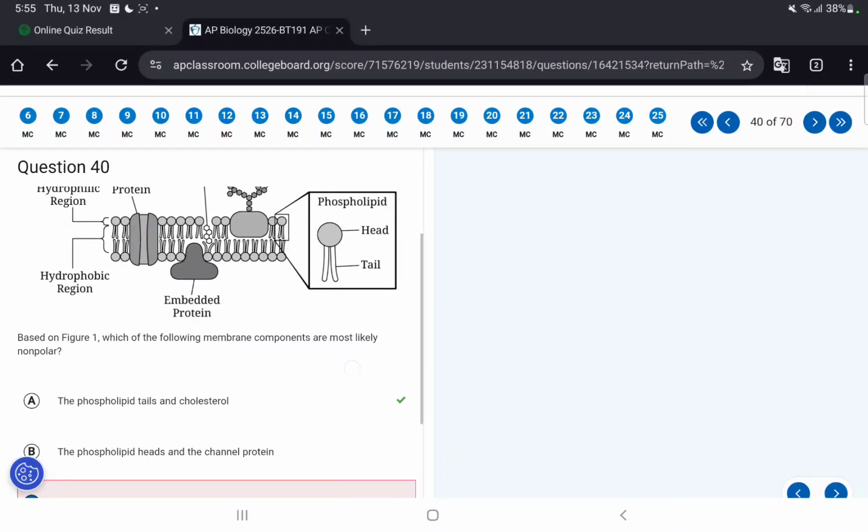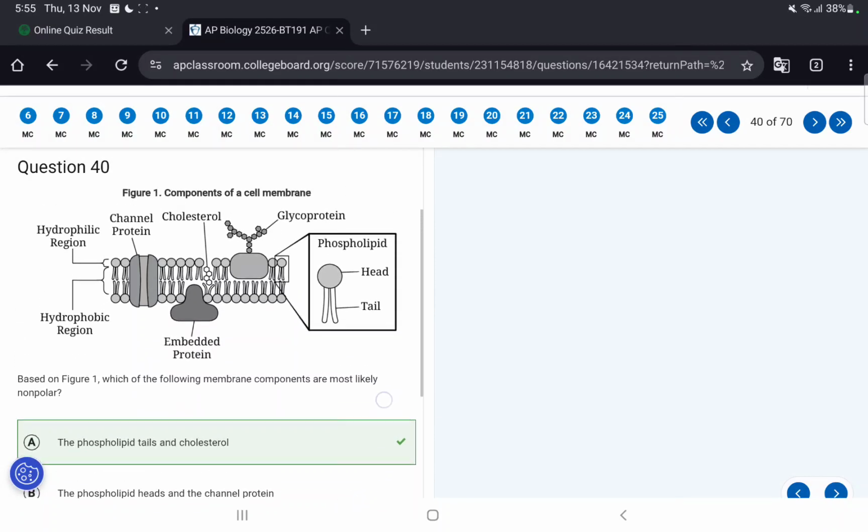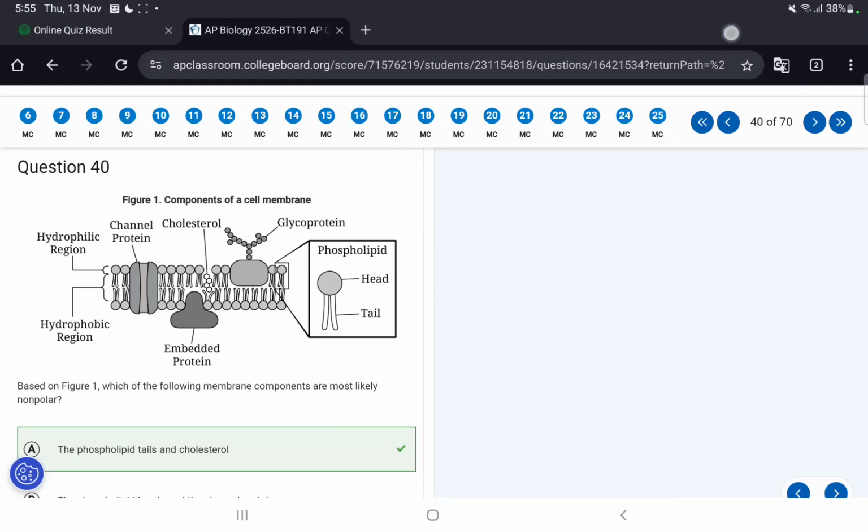Number 40. So here they're asking us which of the following membrane components are most likely non-polar. What do we know that is non-polar? Anything that's non-polar has to be embedded within the membrane itself. It has to be in this region, okay? Now you're going to tell me the channel protein is embedded, this glycoprotein is embedded, this integral membrane protein is embedded. Yes, they are embedded, but they're partially embedded.